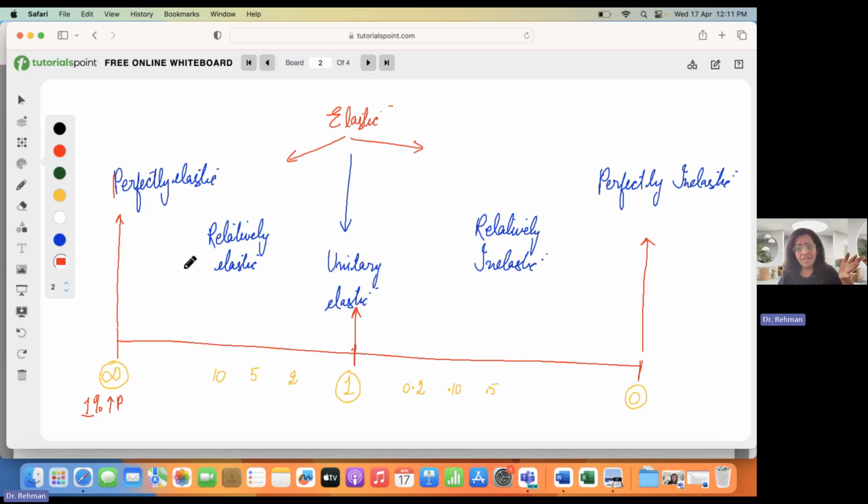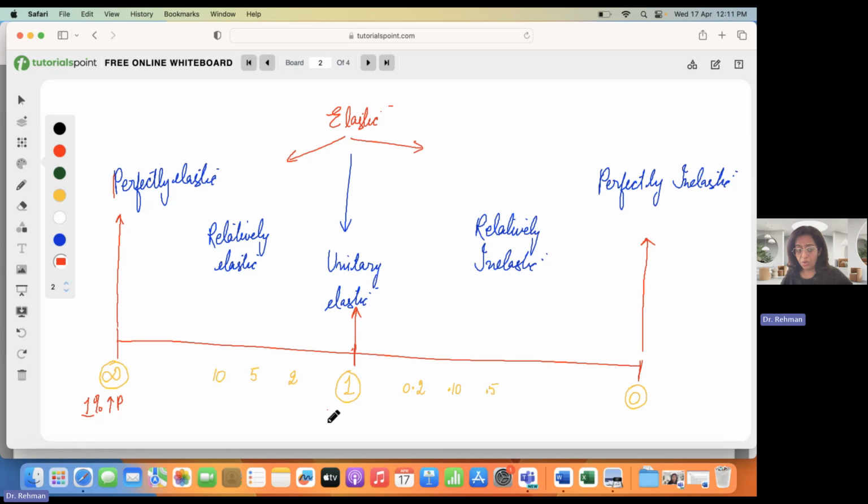But why do we have it in theories? In order to understand the limits of elasticity of demand and the implication of these limits in decision making. But does it happen in the real world? No. What happens in the real world is everything in between these two limits. So in between infinity and zero, whatever values we have is what we find in the real world. Let's see what those are.